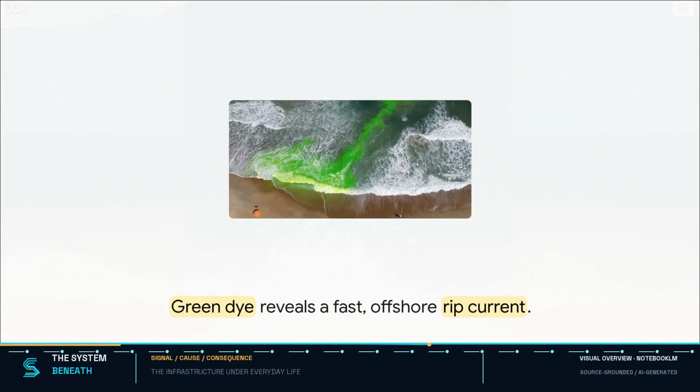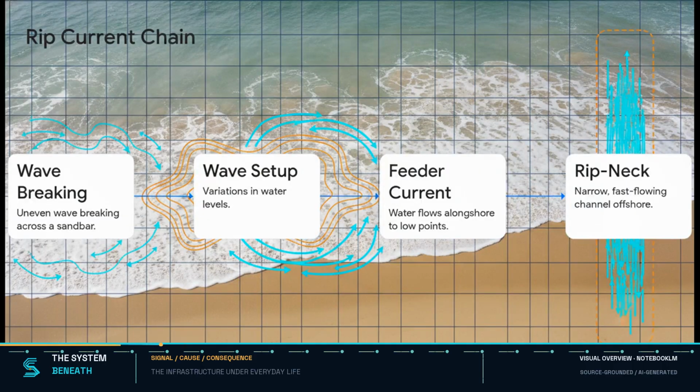The stakes here are incredibly high. In fact, these rip currents are responsible for about 80% of all beach rescues and roughly 100 deaths in the US every single year. So how does this actually happen? We need to break down the strict causal sequence of how this hazard physically forms. You can kind of think of this like a layered engineering diagram.